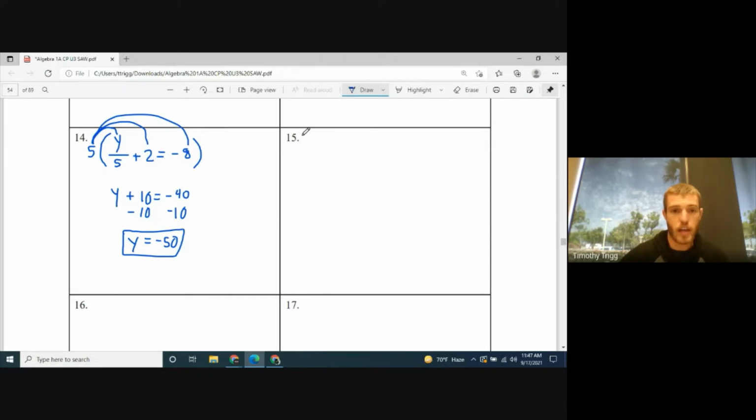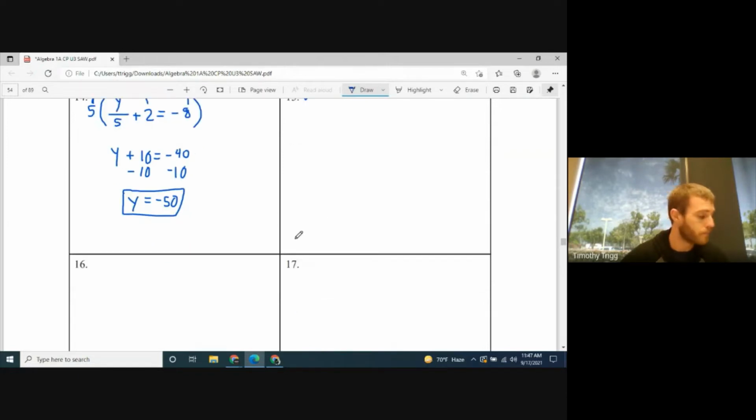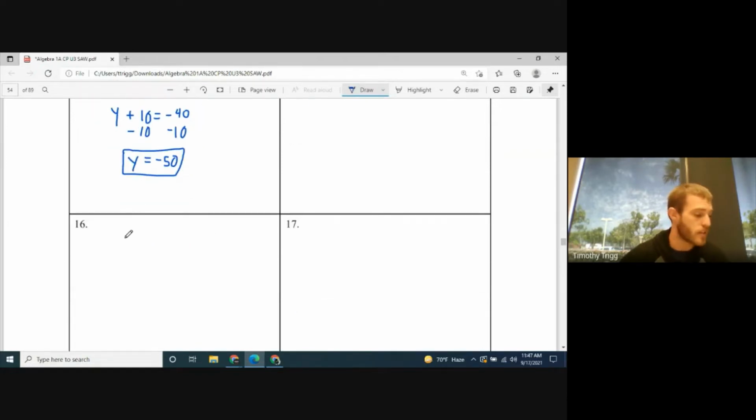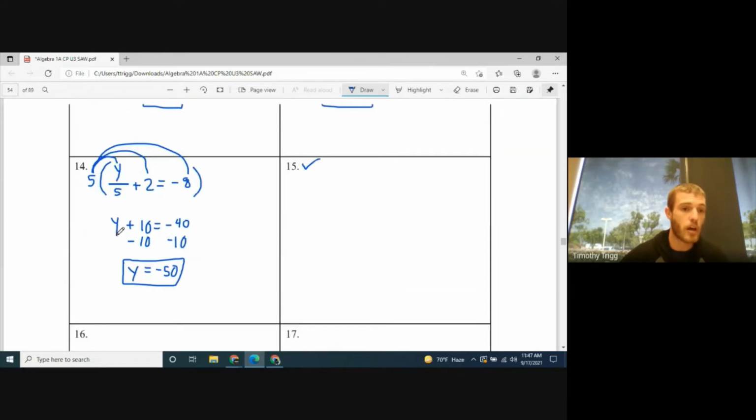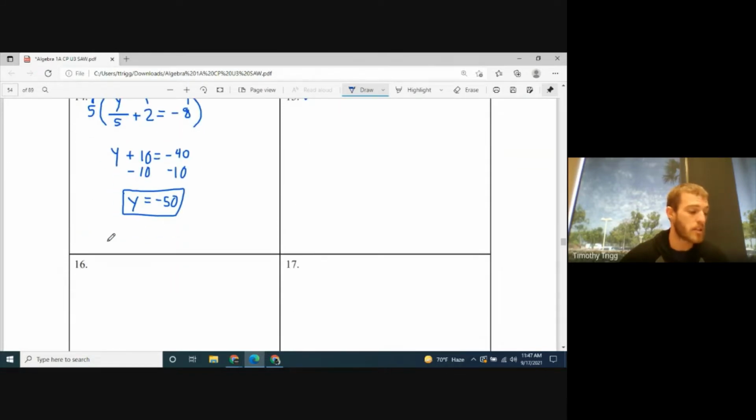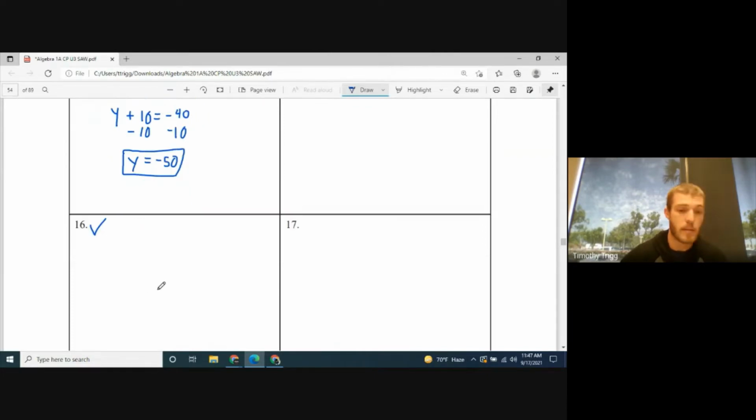15, I'm going to let you go ahead and try that one on your own. 16, this one has a fraction too, but if you saw how we did number 14, number 16 is very similar, just with different numbers. So go ahead and give it a try. Same with 17.